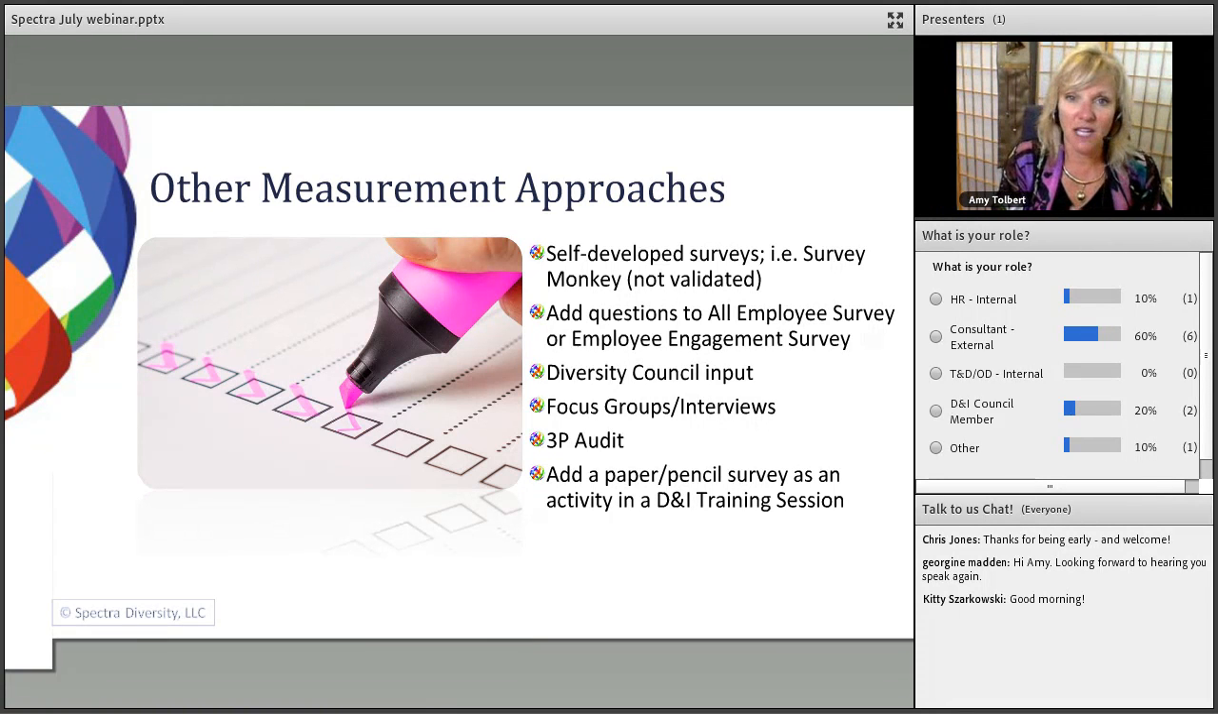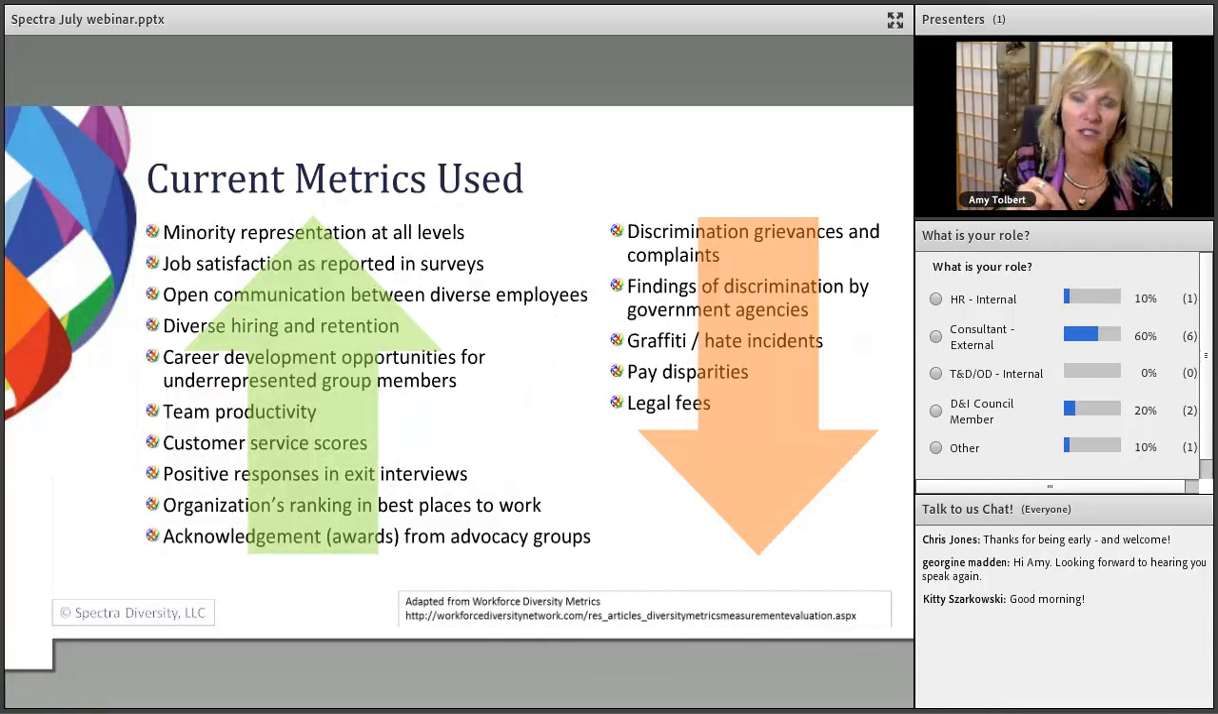Maybe it's in a communication strategy. Next one, we're looking at focus groups and interviews, the 3P audit. I mentioned that earlier: policy, practices, and procedures, or just some good old paper pencil surveys that might be used in a session. Now, from an individual perspective, we used to be able to use the Discovering Diversity Profile as a part of training that was either paper, pencil, or electronic.